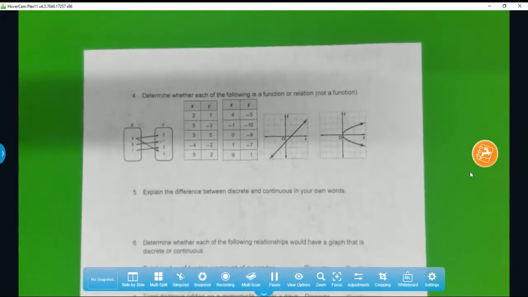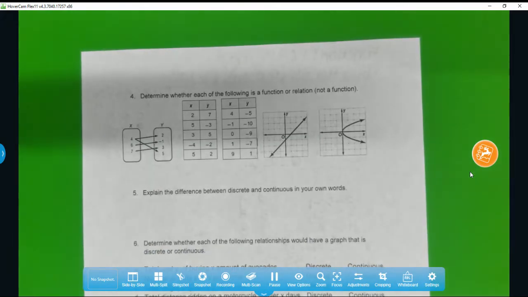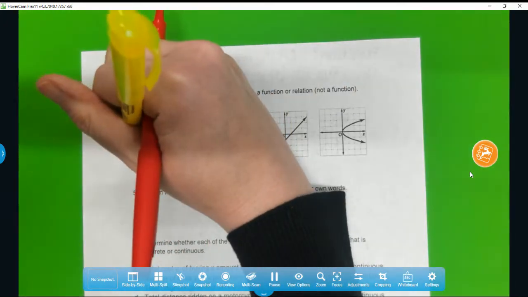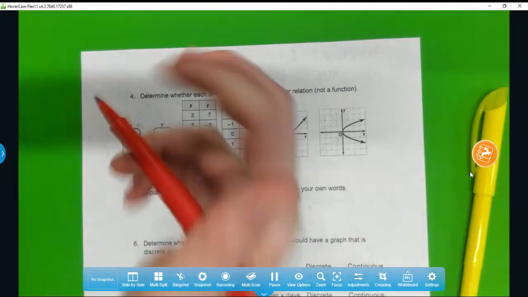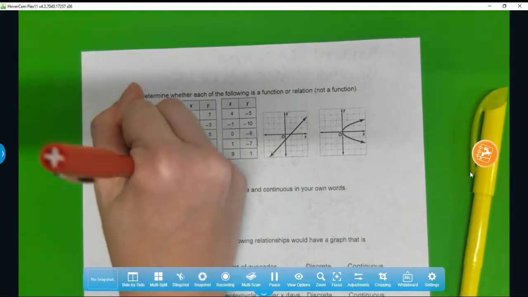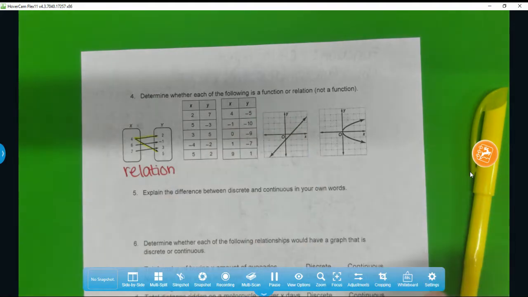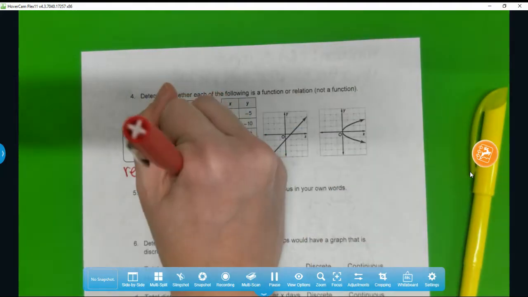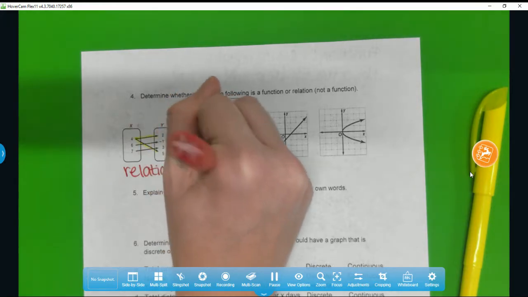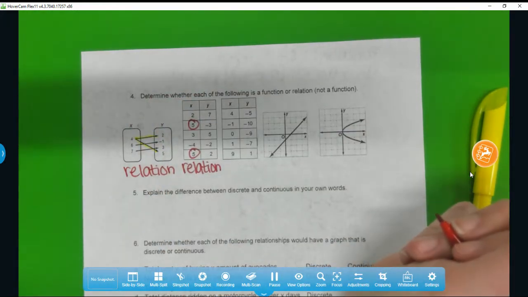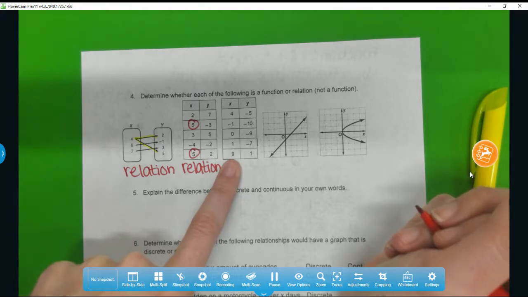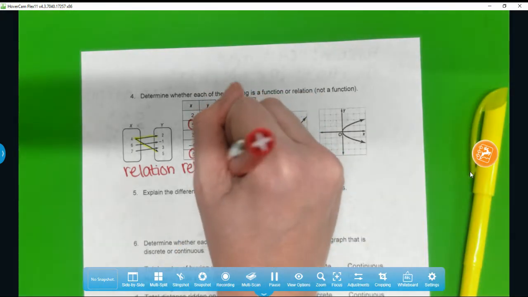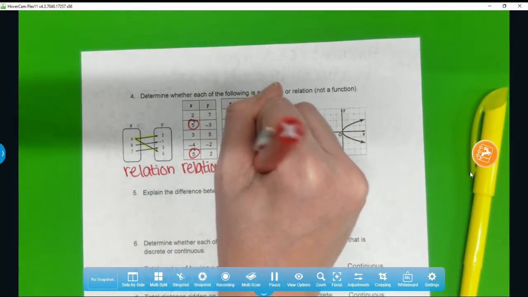Okay, here we are just determining whether each of the following is a function or a relation. So we're looking at the x values. On this first one, it is not a function, which means it is just a relation. On this one, since the 5 repeats, it's not a function, so it is a relation. Okay, on this one, none of the x's repeat, so it is a function.